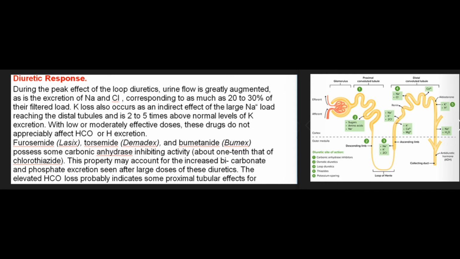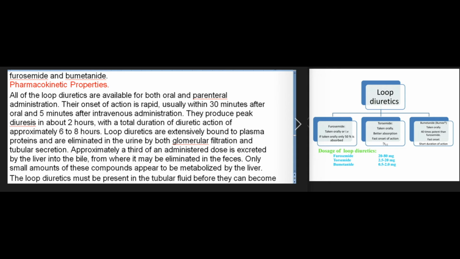With low or moderately effective doses, these drugs do not appreciably affect HCO3 or H excretion. Furosemide (Lasix), torsemide (Demadex), and bumetanide (Bumex) possess some carbonic anhydrase inhibiting activity, about 1/10 that of chlorothiazide. This property may account for the increased bicarbonate and phosphate excretion seen after large doses of these diuretics. The elevated HCO3 loss probably indicates some proximal tubular effects for furosemide and bumetanide.